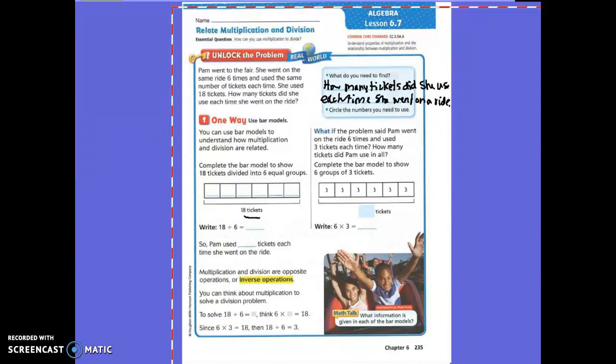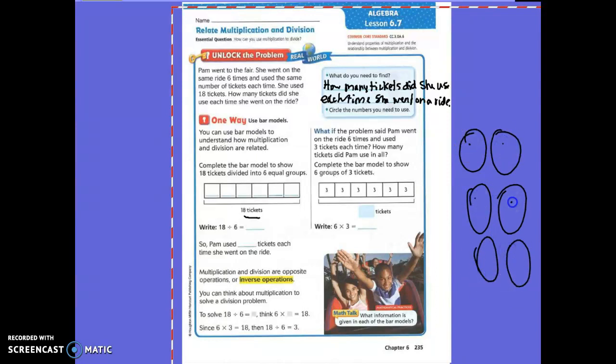Let's draw a picture. Okay, so we're gonna have 6 groups. Draw 1 in each group until we get to 18. 6, 7, 8, 9, 10, 11, 12, 13, 14, 15, 16, 17, 18. So what is the number that should go in each box? 3. 18 divided by 6 equals 3. So Hannah used how many tickets each time she went on the ride?